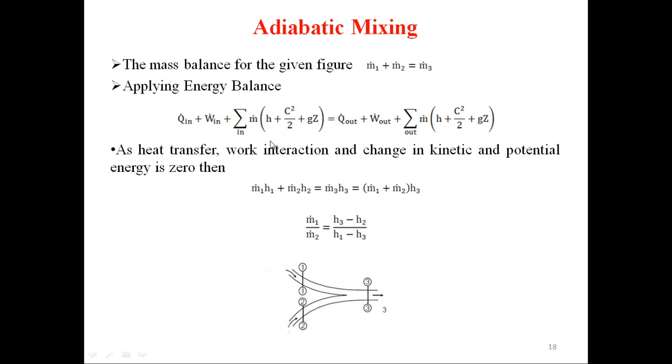So what is left? We have two entries, so ṁ1 h1 plus ṁ2 h2 equals ṁ3 h3. Now we can replace this ṁ3 with ṁ1 plus ṁ2. So we will get a relation: ṁ1 divided by ṁ2 is equal to h3 minus h2 divided by h1 minus h3.